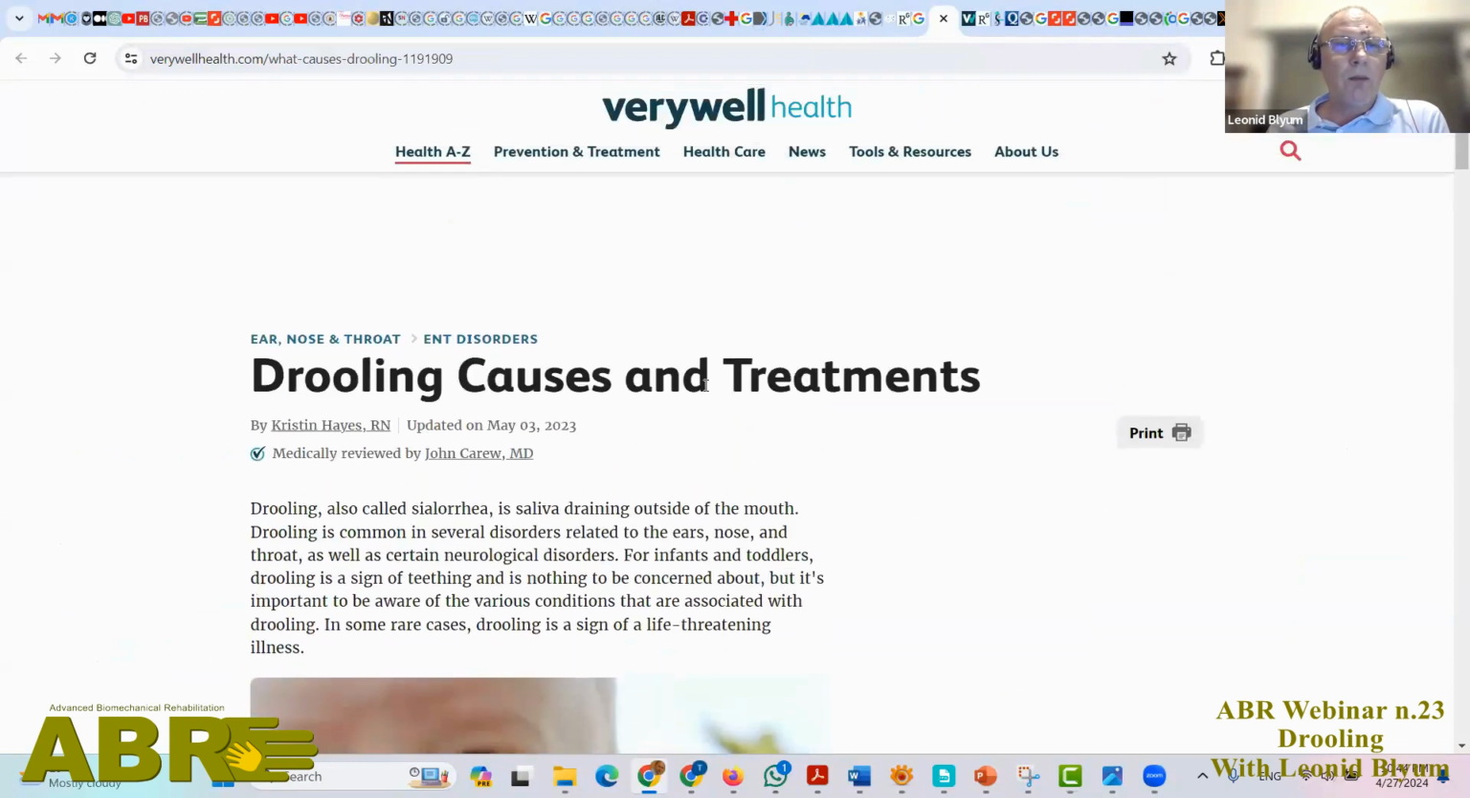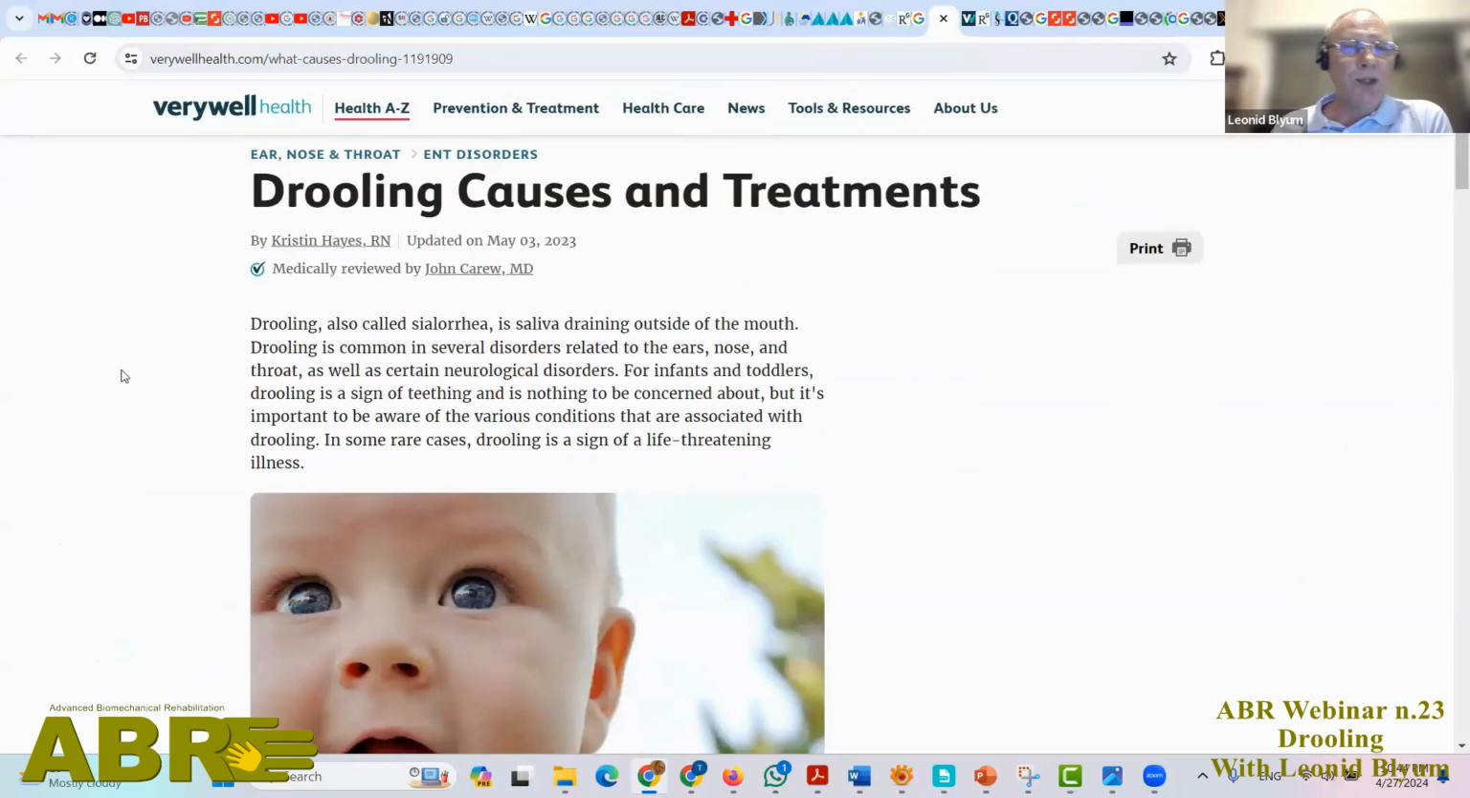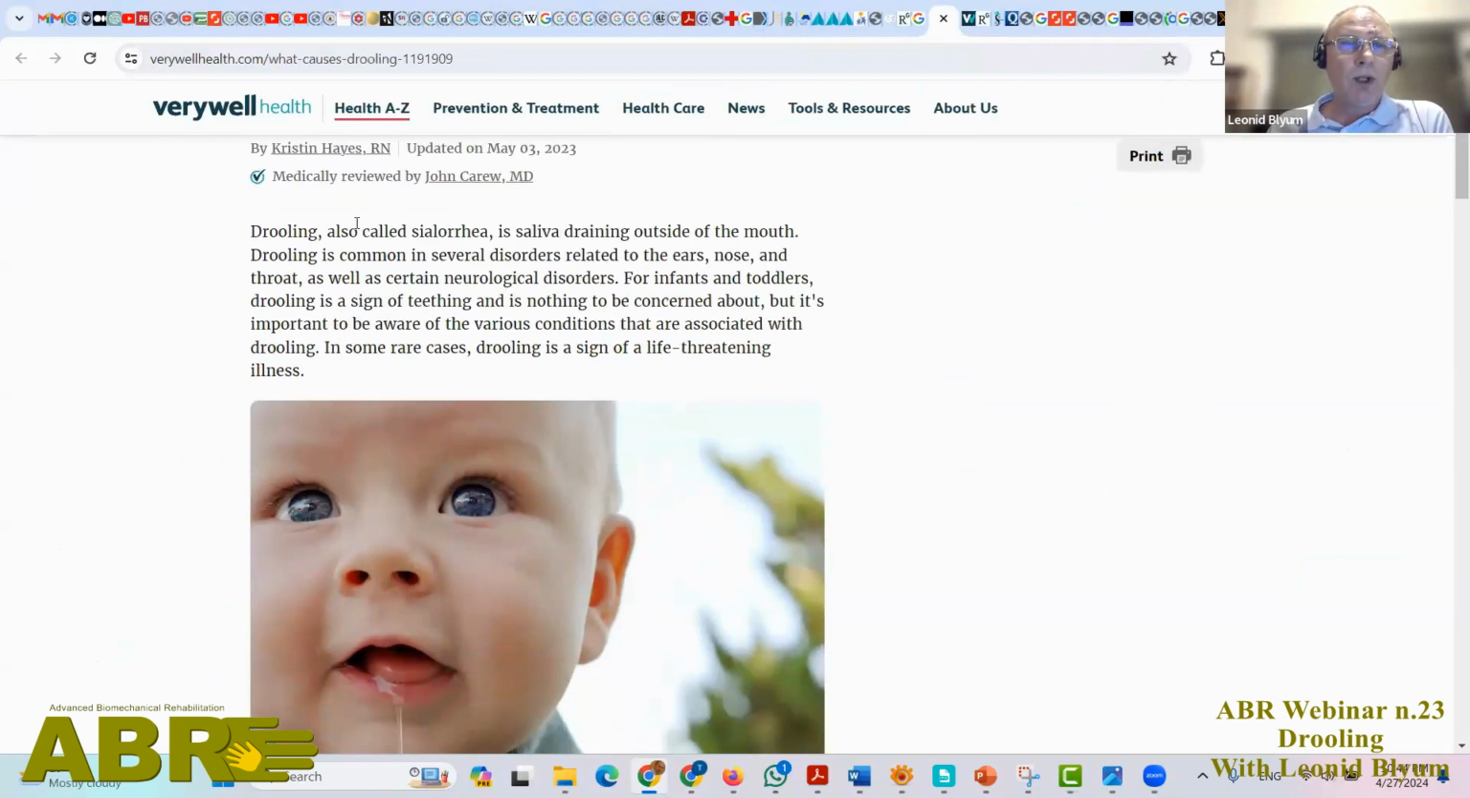See, there is a big other thing which is called Verywell Health. So, drooling, causes and treatments. Let's try to do the third take on the problem. Drooling, also called sialorrhea, right? So you see, like diarrhea, that's leaking from the bottom. So this is leaking from the front. But you see, if you just call it sialorrhea, you're already sounding a lot more specific, right? You know, a lot more common. Drooling is common in several disorders related to the ears, nose, and throat. Yes?